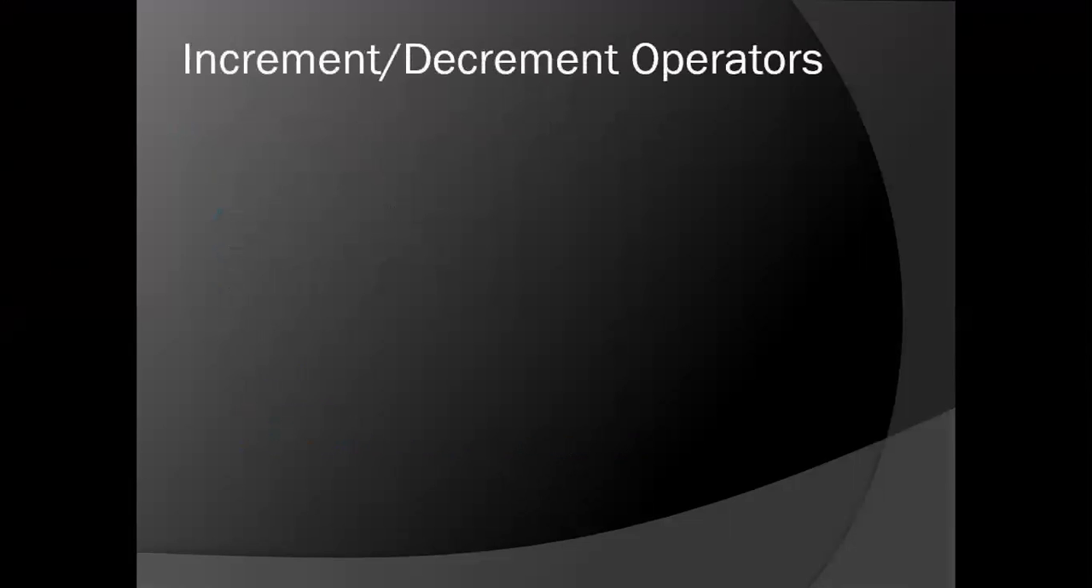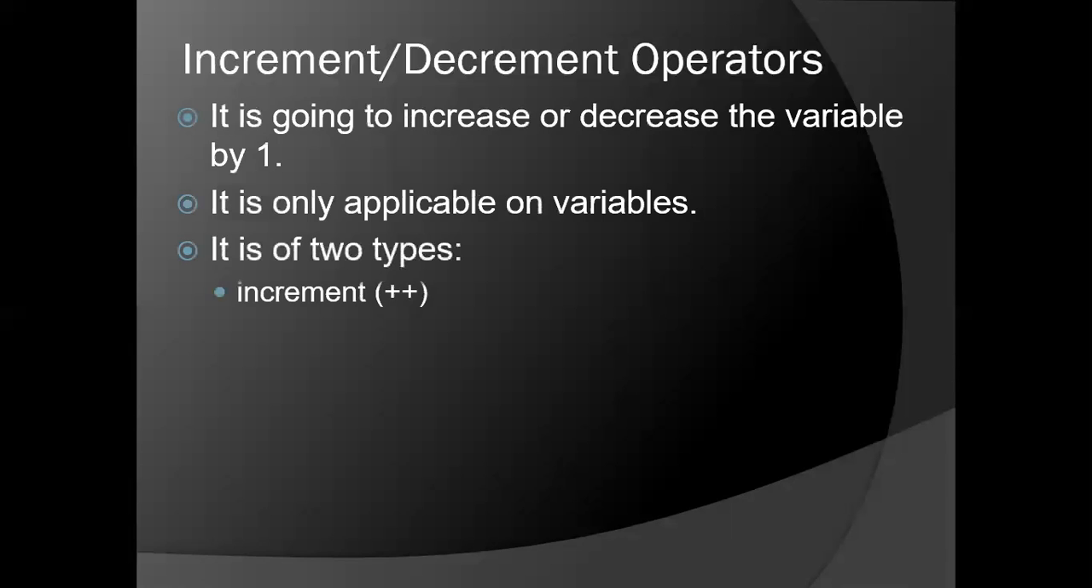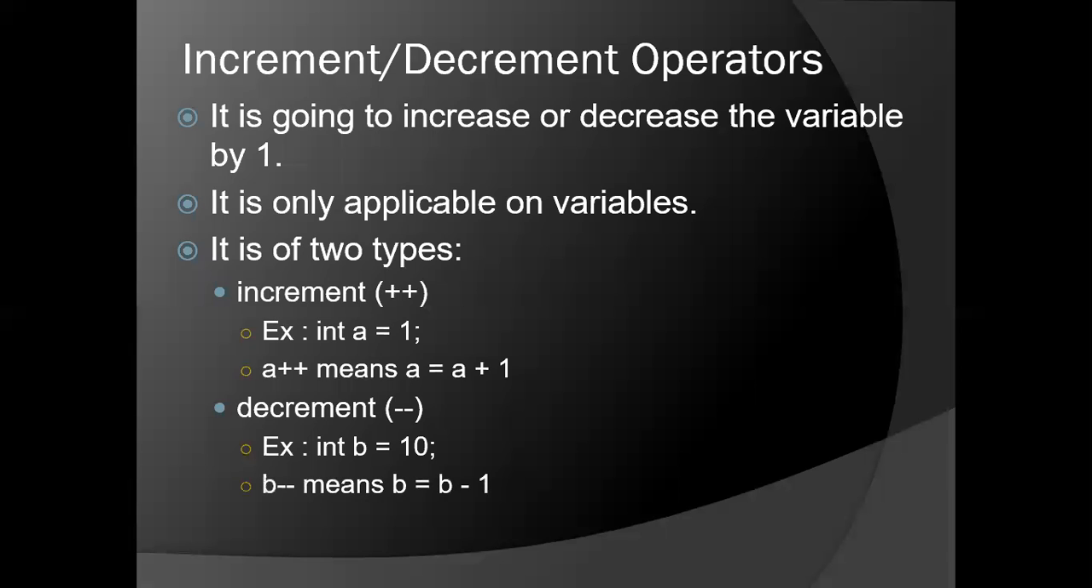Increment, decrement. What does it mean? It will increment or decrement the variable by 1. It is only applicable on variables. You cannot write 5 plus plus, but you can write x equals to 5 and x plus plus. If you want to increment, a plus plus means a equals to a plus 1, then a's value becomes 2. Decrement means minus minus, b minus 1.